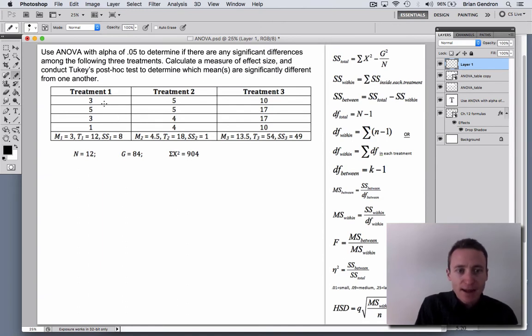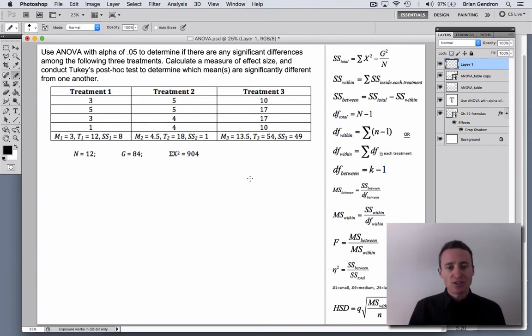So how did I get that? I took 3 and squared it to get 9. Then I took 5 and squared it to get 25. And then 10, squared that to get 100. Do that with all of these scores, add it up, and you get 904. And that value is going to be helpful later on.